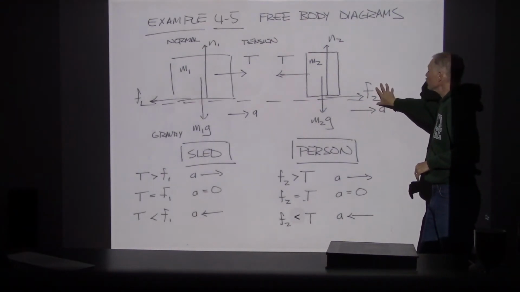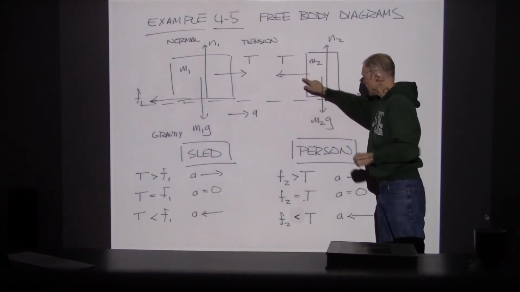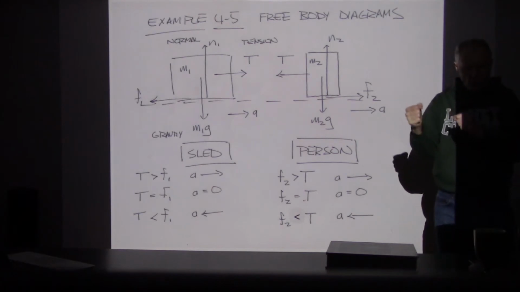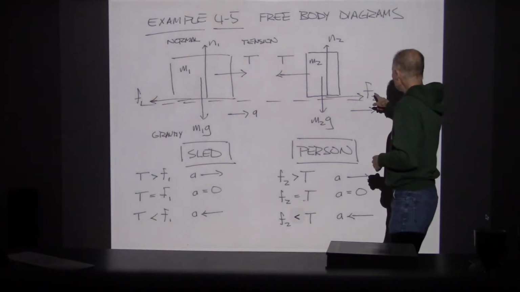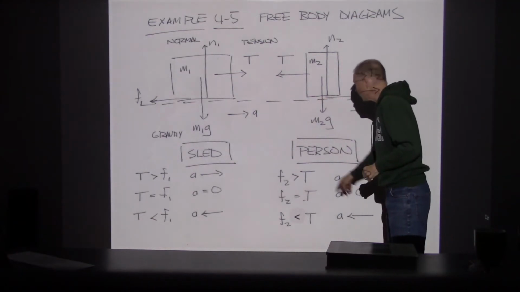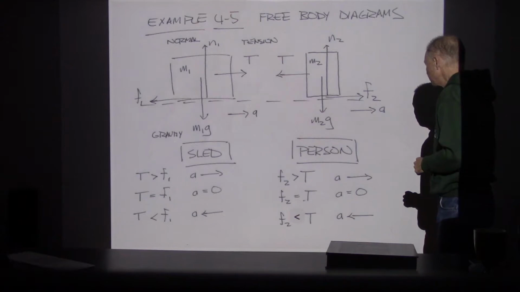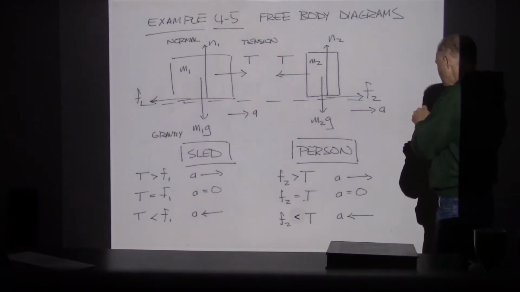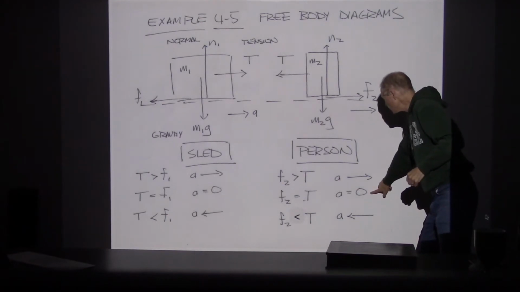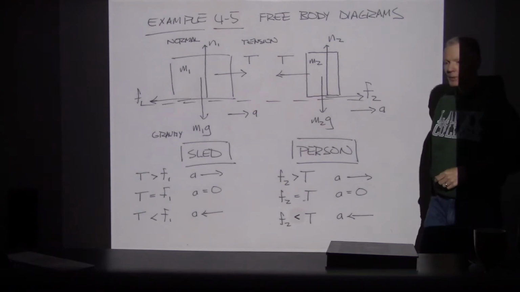If this force is bigger than the tension, because there's a tension pulling back on the person holding onto that rope to pull the sled along. Same deal. So if F2 is greater than T, then there will be an acceleration. If they match, then there will be no acceleration. I should say, on this first one there will be an acceleration forward, and then this would be constant velocity, and then this would be slowing down.